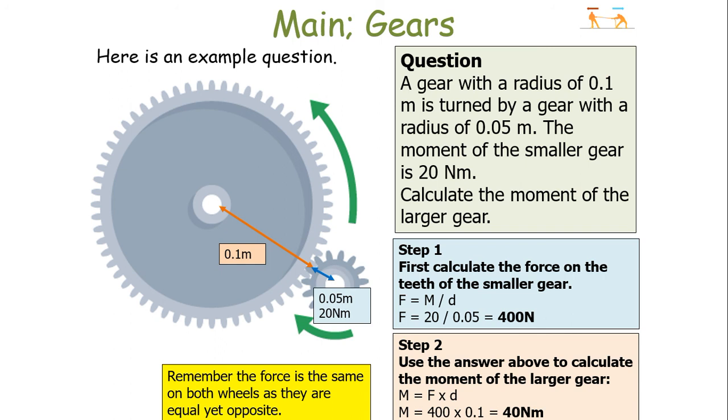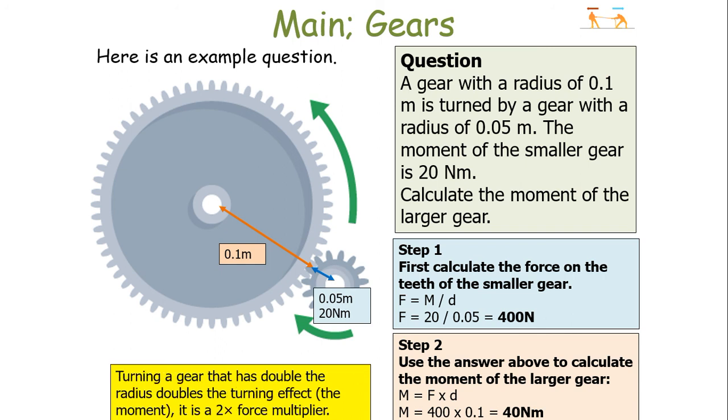So moment equals force times distance. You know the force, which is the same on both wheels, is 400 newtons, times the distance 0.1 equals 40 newton meters. Then the last thing you want to do is the logic check. Does it make sense? Well, it's a larger wheel, so it's going to have a larger distance with the same force, so it's going to have a larger moment. Therefore, it's double in distance, so it's going to be double in moment, and it is, so it makes sense.